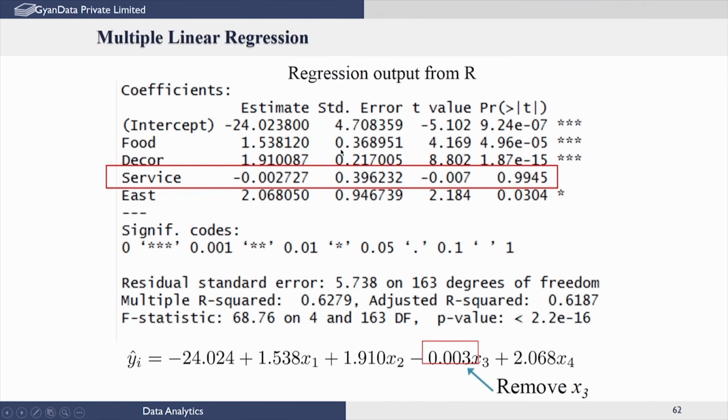Let us go ahead and build one, and if we apply the R function lm to this data set and examine the output, we will get this output from R, and it tells that the intercept term is minus 24.02 and the slope parameters, the coefficient multiplying food is 1.5, the coefficient multiplying decor is 1.9 and so forth.